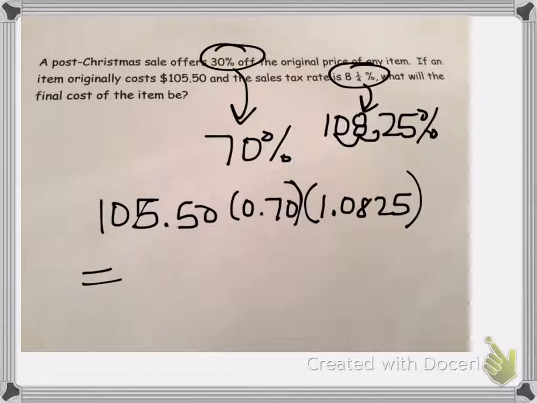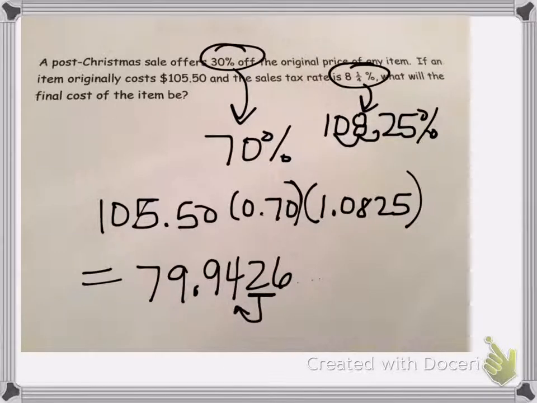When you multiply those all together, we'll get $79.9426. It goes on a little bit. It's not a nice short decimal, but we'll always round to the nearest penny. And since we have a 2 behind the 4, the final price with both discount and tax would be $79.94.